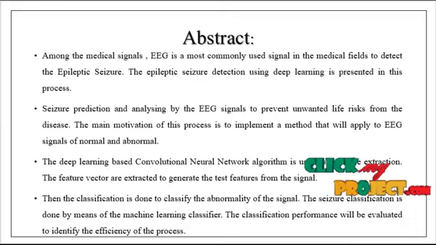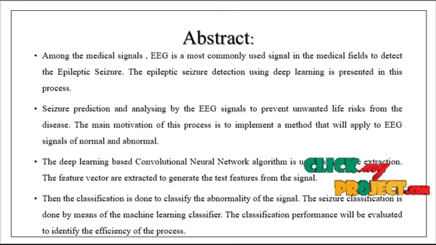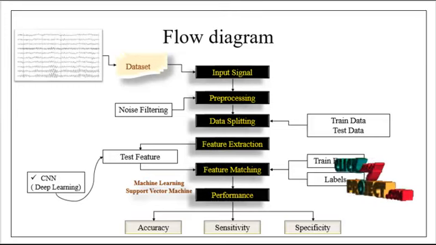The seizure classification is done by means of a machine learning classifier. Hence, the machine learning classifier is used to detect whether the signal is normal or abnormal. The classification performance will be evaluated to identify the efficiency of the process as well as the efficiency of the classification rate by means of accuracy and error rate. Now we are going to discuss the flow diagram of the process.